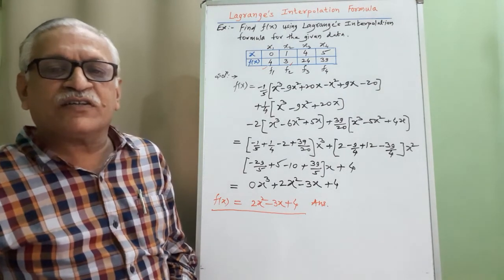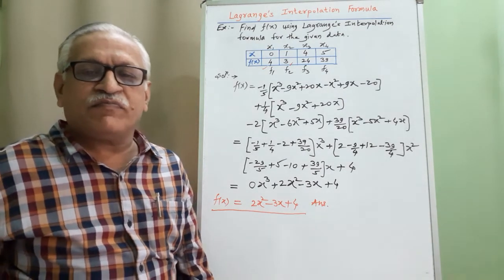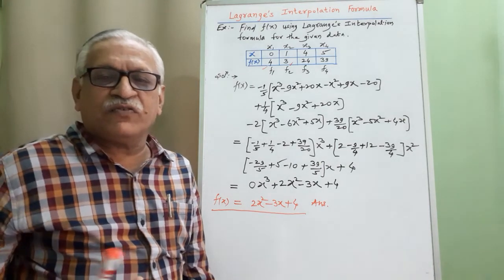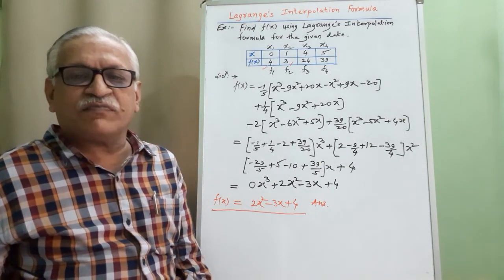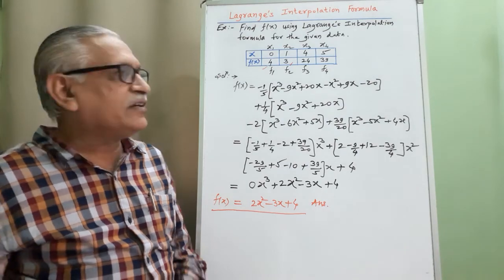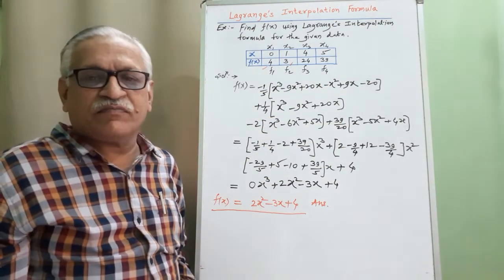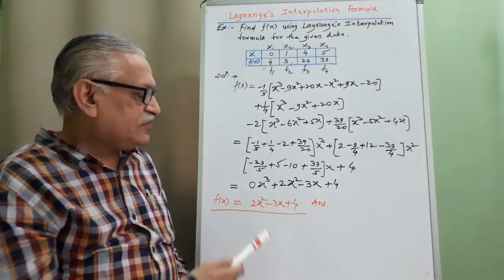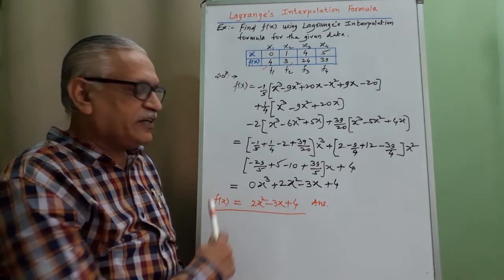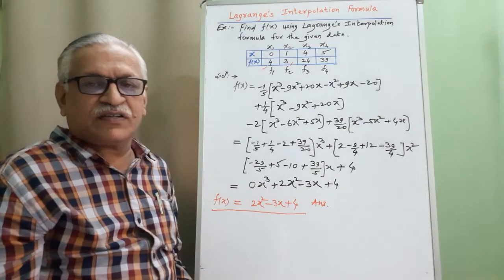Therefore remember there are two different types of problem. First type, where we require to find the function value at some intermediate point for the given data, and the second type we require to find an interpolating polynomial like this.